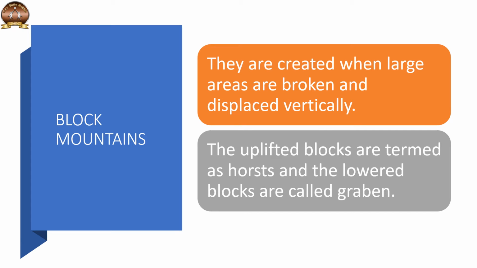Block mountains. Block mountains are created when large areas are broken and displaced vertically. The uplifted blocks are termed as horst and the lower blocks are called graben. The Rhine Valley and the Vosges Mountains in Europe are examples of such mountain systems.